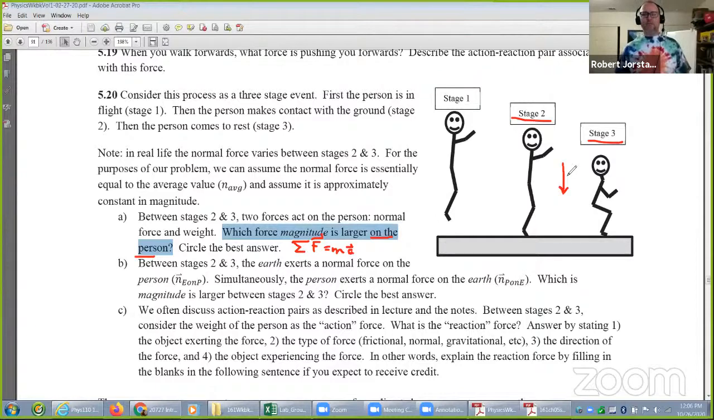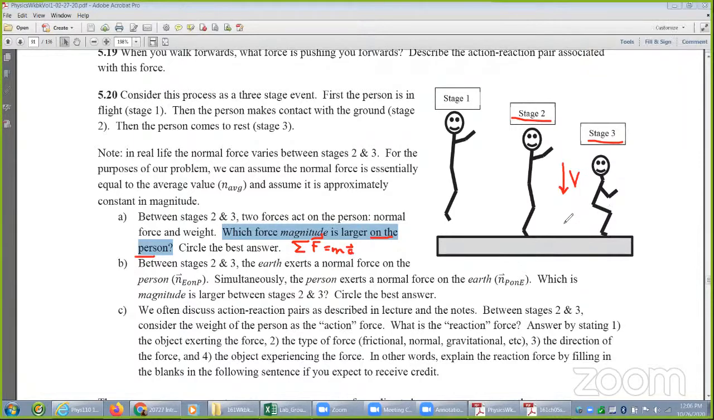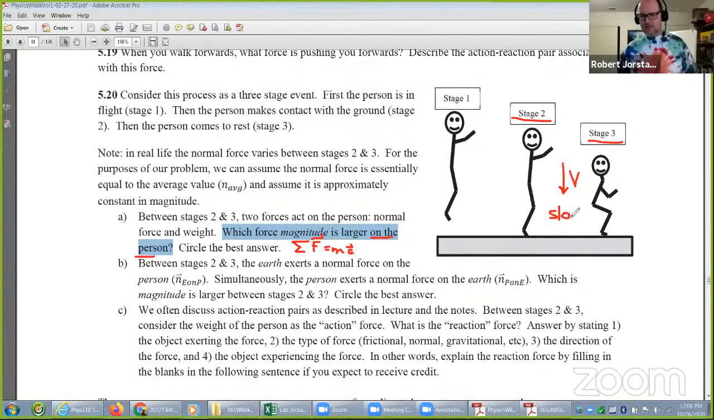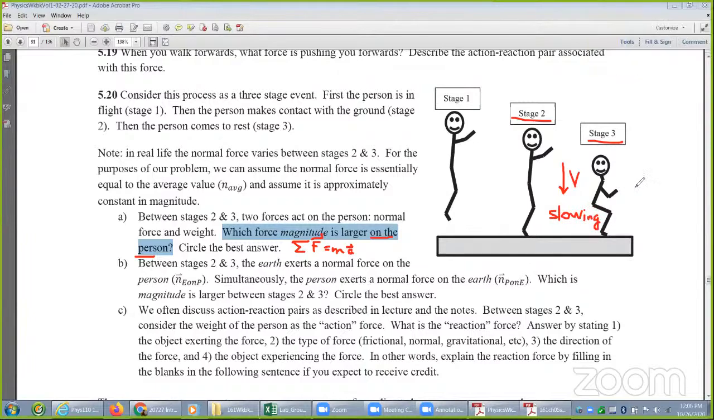When you talk about moving, we're talking about a person's acceleration or their velocity. Velocity. Velocity is downwards. As this person moves downwards, are they speeding up or slowing down? Slowing down. So you're moving down and slowing. What does that tell you about acceleration? It's upwards, opposite the direction, right?